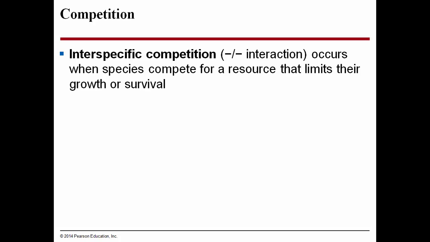Interspecific competition occurs when species compete for a resource that limits their growth or survival. One example of this might be the competition between Homo sapiens and Homo neanderthalensis. They both competed for similar resources across the region where they interacted, and there was a lot of competition between those two different species. Bird species can compete for similar resources, and they wind up in direct interspecific competition.